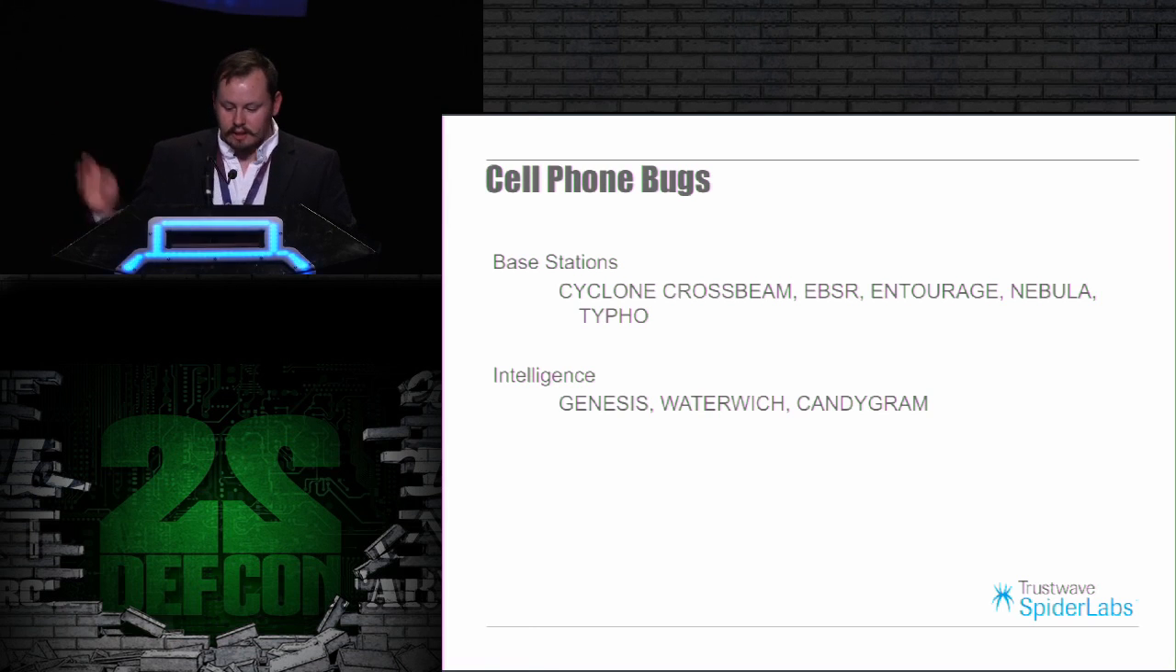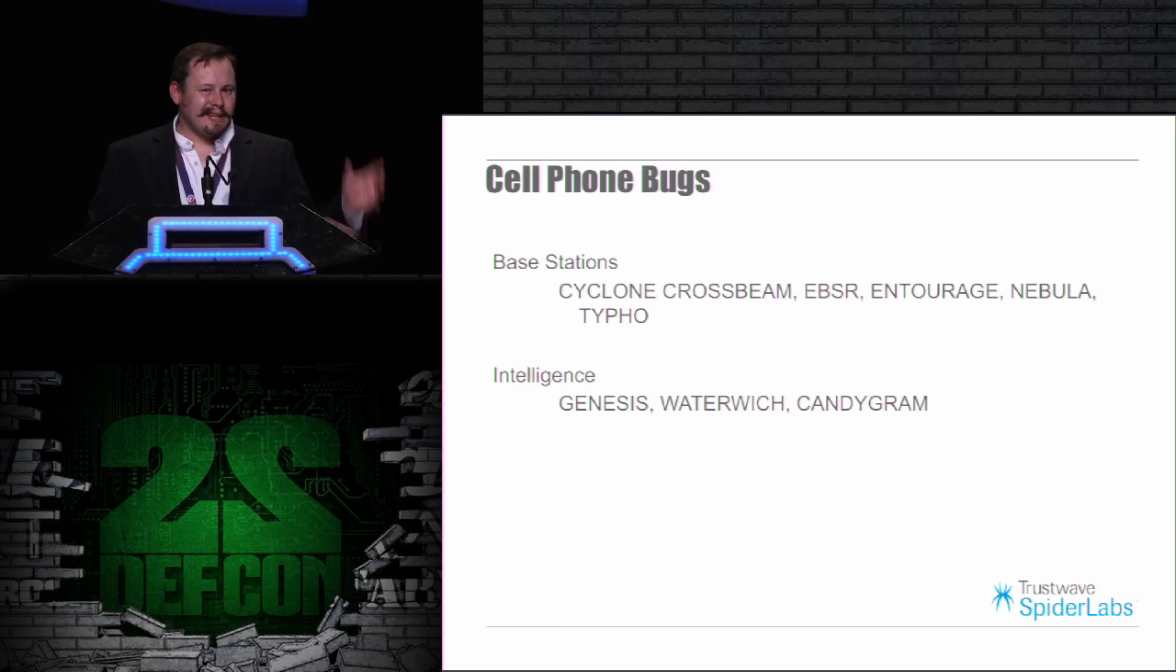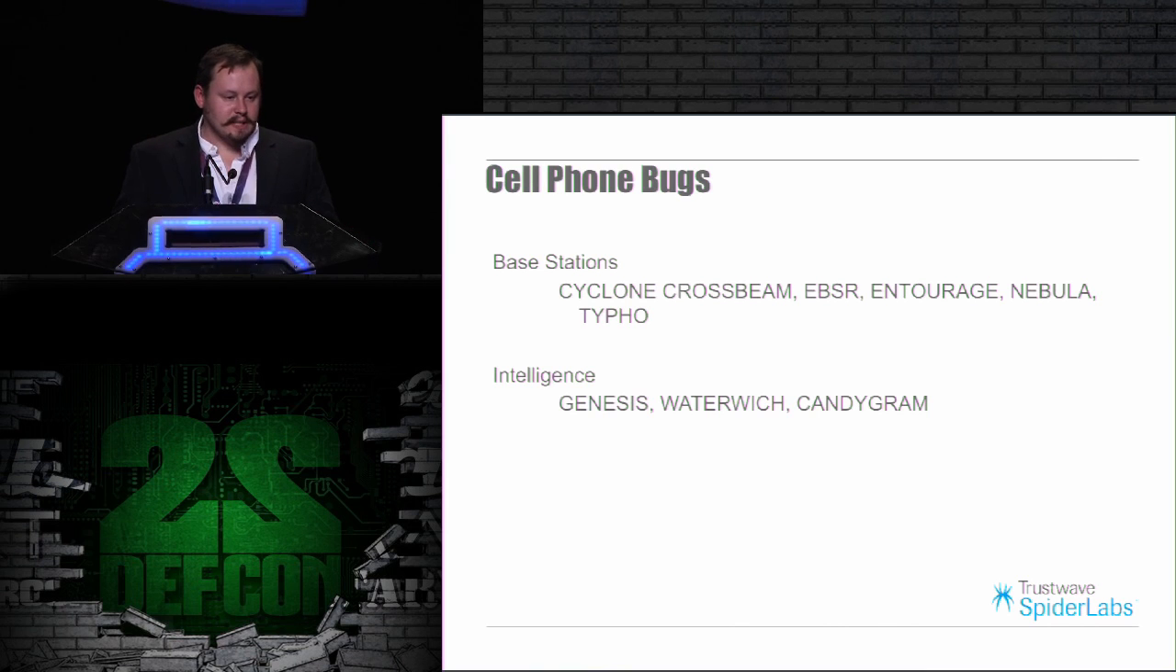But going back to this, the cell phone bugs are basically grouped into two sections. There's malicious base stations, which is Cyclone, Crossbeam, EBSR, Entourage, Nebula, Typhon. And then there's intelligence gathering tools. The intelligence gathering tools were more like hardware, like a physical cell phone. These documents were released a while ago, so it was basically their hack of some phone so they can use it for software-defined radio, so they can listen to RF frequencies while on the ground, and it just looked like they were looking at their cell phone. That's basically the majority of what they are.